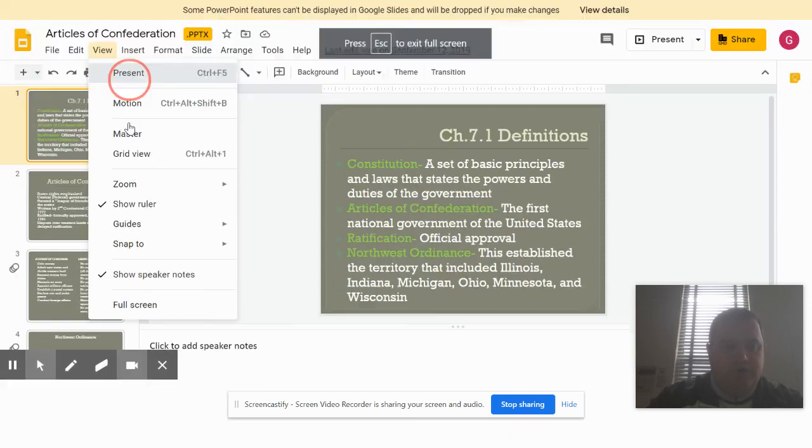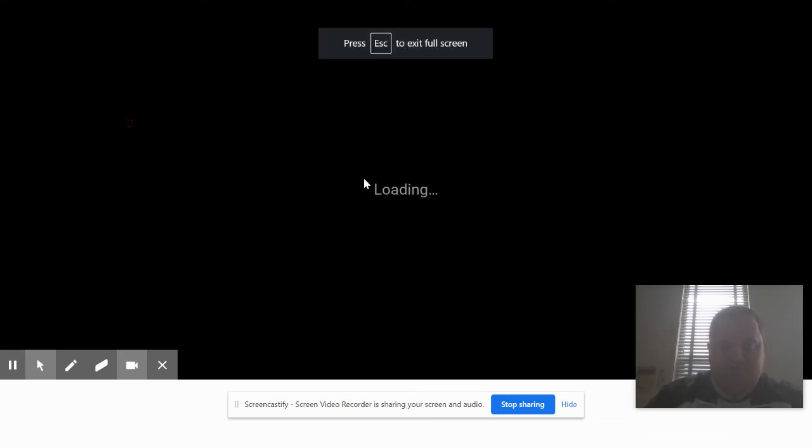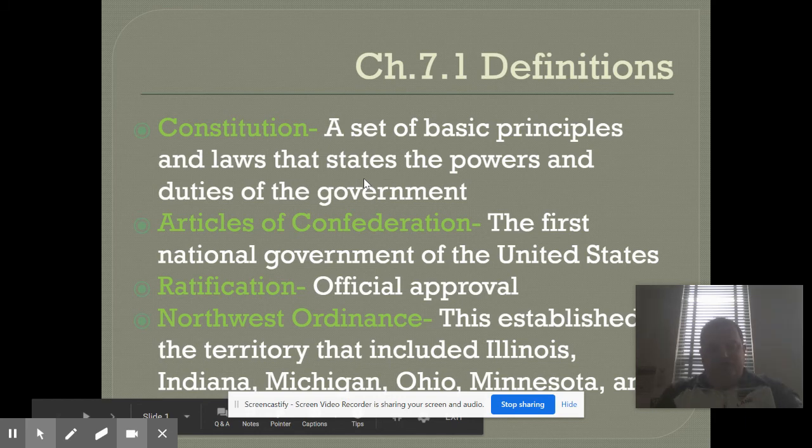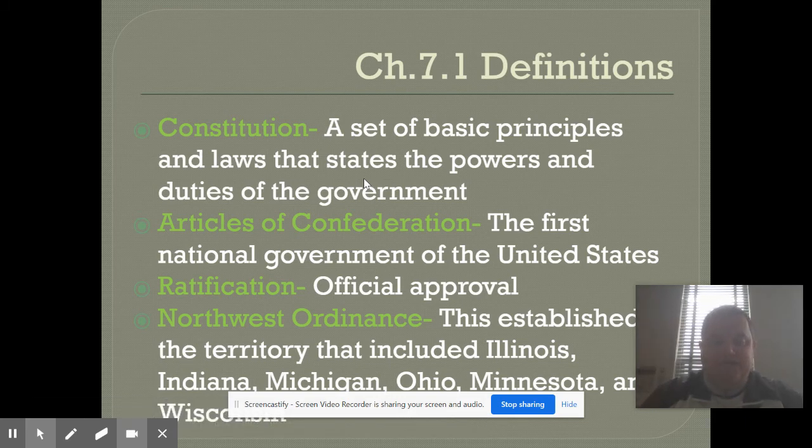Okay, so view and present. Okay, so the Articles of Confederation was our first form of government when we gained our independence from Great Britain. Okay, so we went with the Articles of Confederation, and then now we have the Constitution that we follow. Okay, so Articles of Confederation were just before the Constitution.